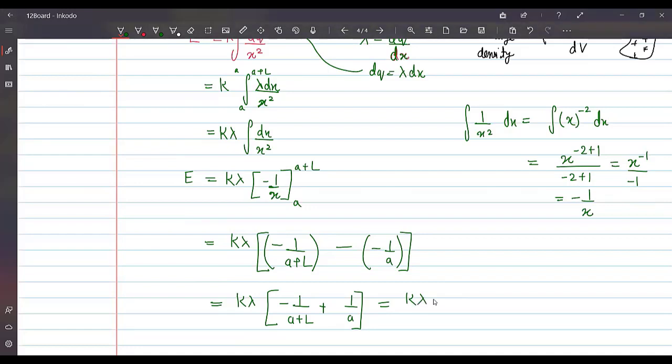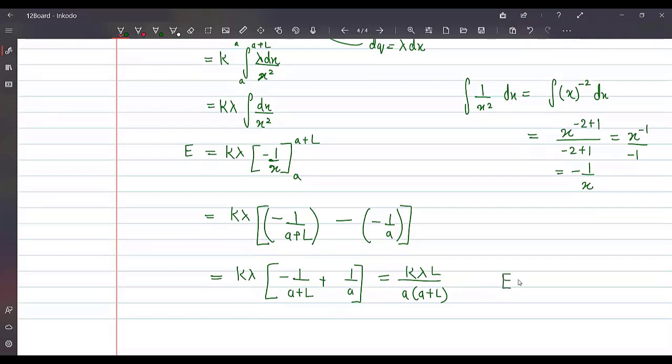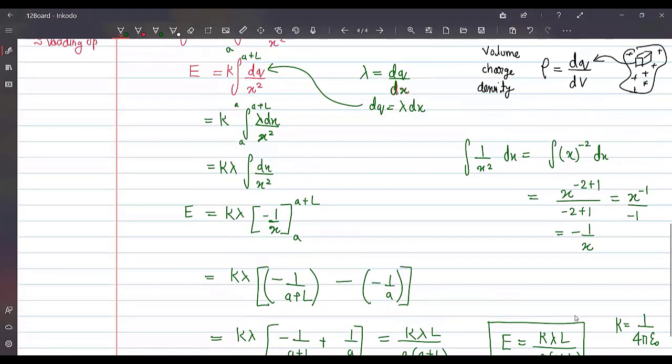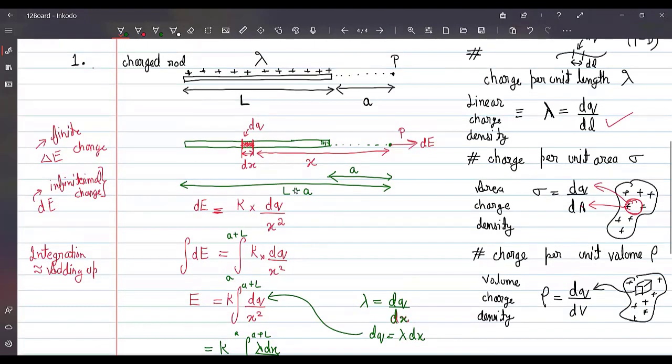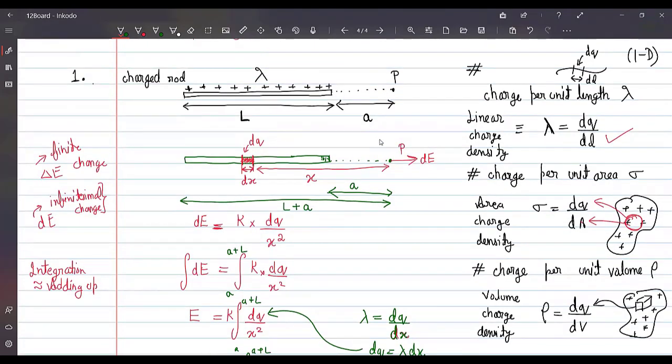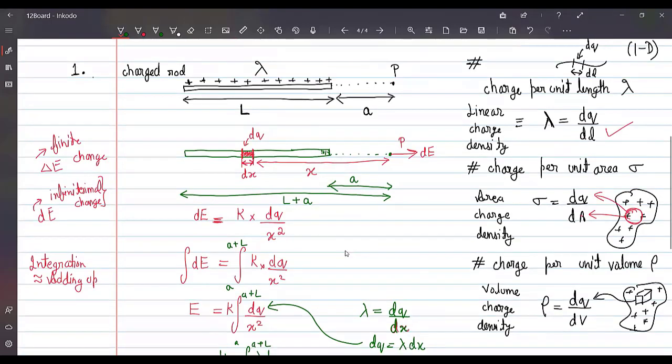This will give you k lambda, a minus a gets cancelled, k lambda L divided by a into a plus L. This is the final value of electric field. I know this might seem quite a bit complicated initially. Later you will get used to it. k lambda L upon a into a plus L, where of course k is equal to 1 by 4 pi epsilon naught. So what we used here first is Coulomb's law, the definition of electric field, then the principle of superposition and calculus, basic calculus.